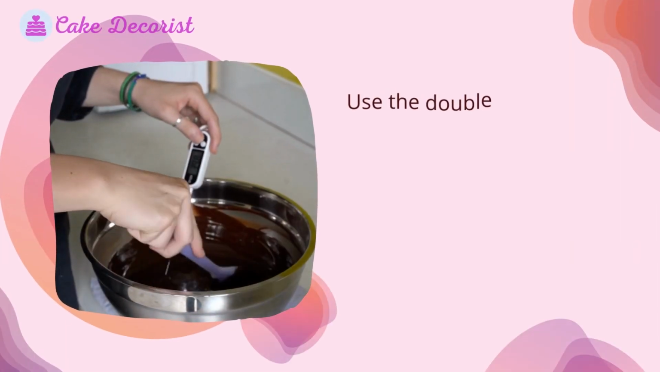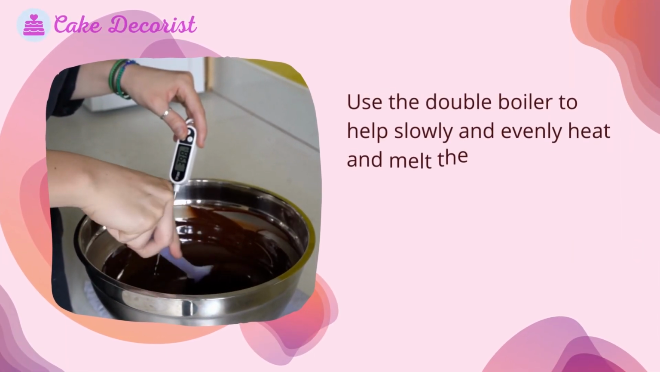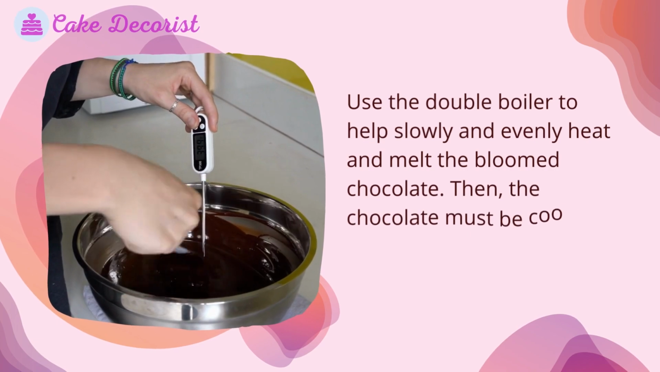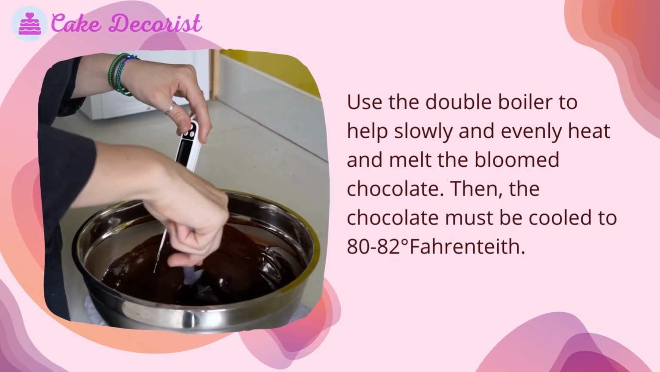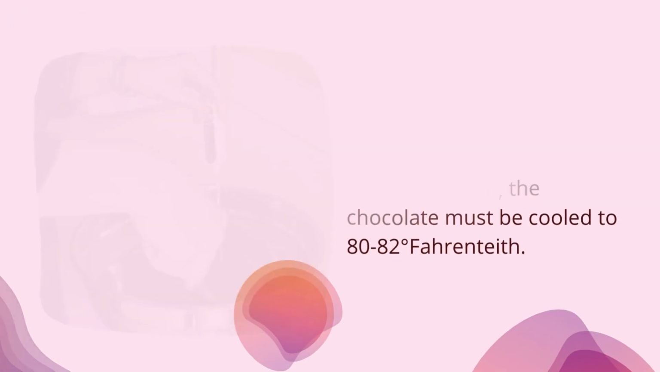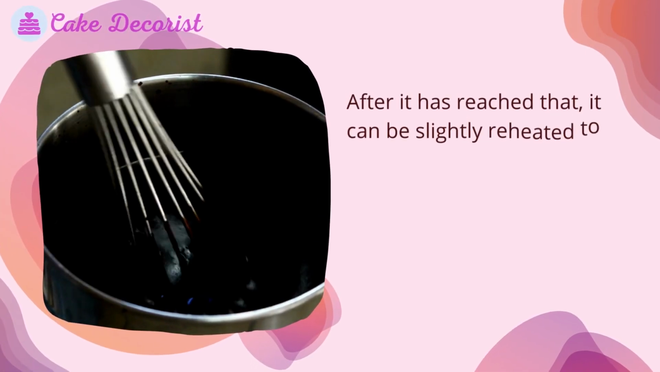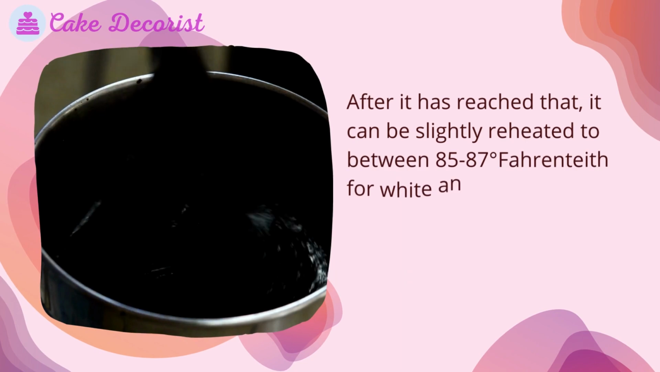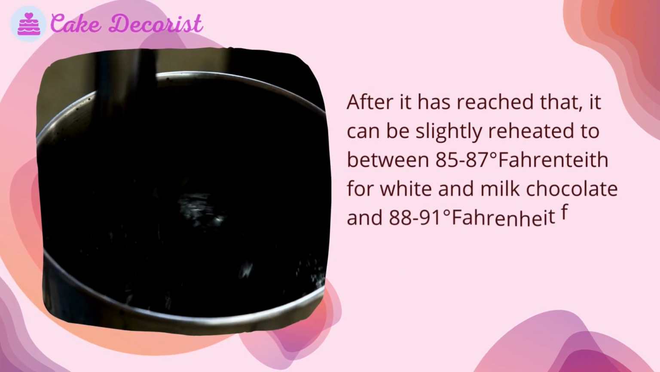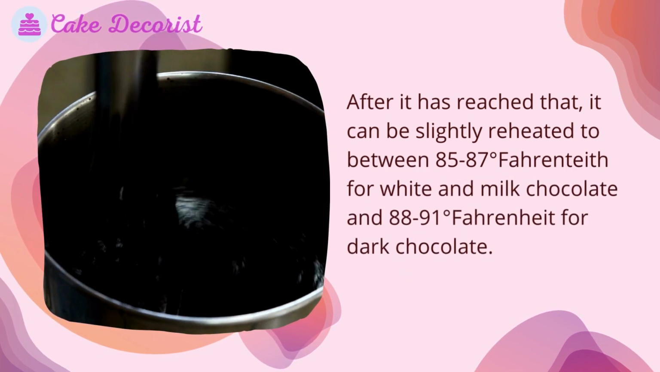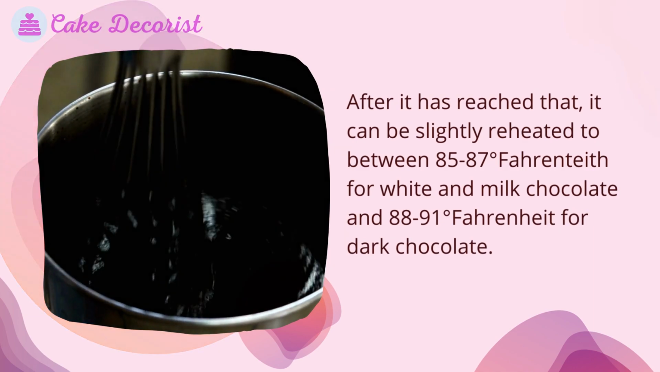Method 3. Tempering chocolate. Use the double boiler to help slowly and evenly heat and melt the bloomed chocolate. Then, the chocolate must be cooled to 80 to 82 degrees Fahrenheit. After it has reached that, it can be slightly reheated to between 85 to 87 degrees Fahrenheit for white and milk chocolate and 88 to 91 degrees Fahrenheit for dark chocolate.